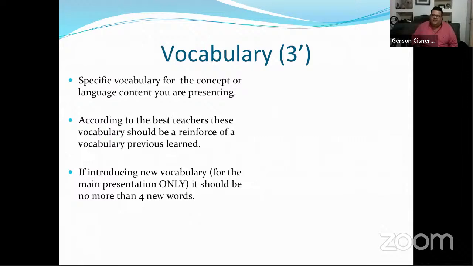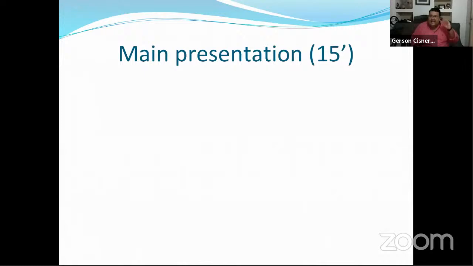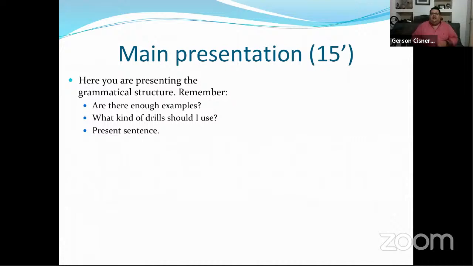So for example, in my case, because I'm doing present continuous, I want to do an activity about vacations on the beach, remember? So my vocabulary is recycling verbs: jumping, swimming, eating, and so on. Okay. And then we go into the main presentation. Can you read this, Josue? Here you are presenting the grammatical structure. Remember, are there enough examples? What kind of drills should I use?